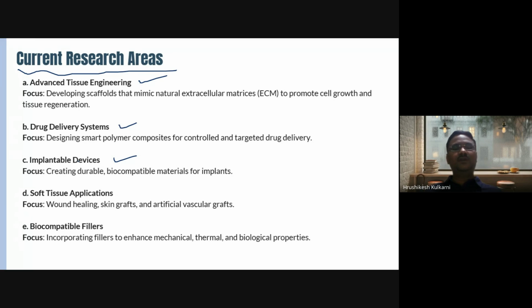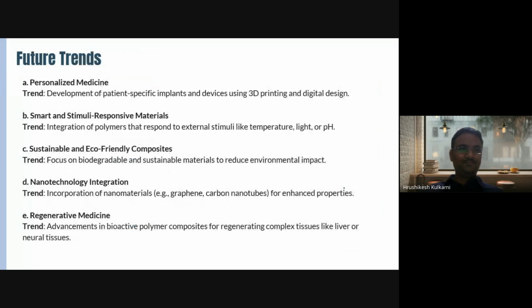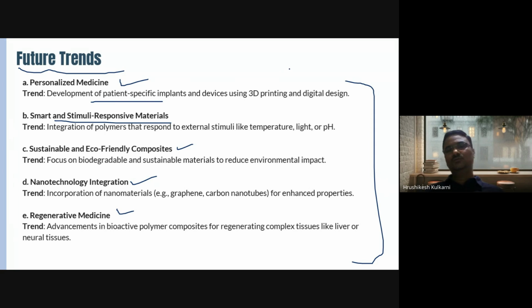So these are called implantable devices, soft tissue applications, and biocompatible fillers. These are some emerging areas where you can focus in upcoming days. Personalized medicine: in some cases we have to manufacture patient specific implants, so that is called personalized medicine. Smart and stimuli response material, sustainable and eco-friendly composites, nanotechnology integration, and regenerative medicines. Again, this is a vast area which is in the future trend. If you focus on any one of the research, you will definitely have good results.